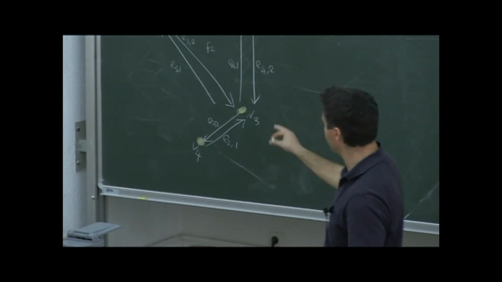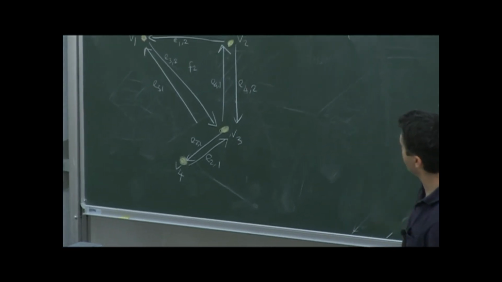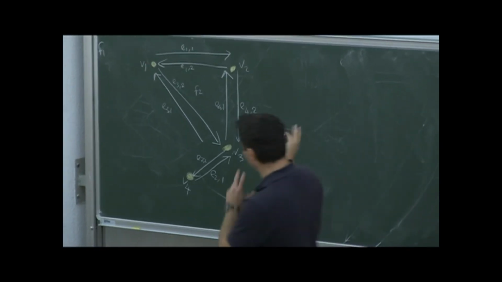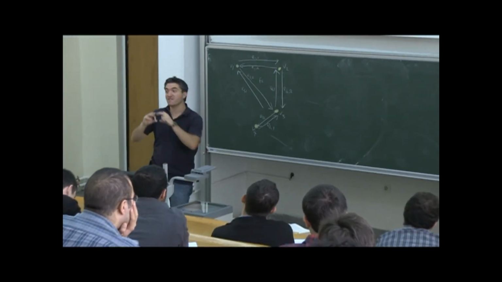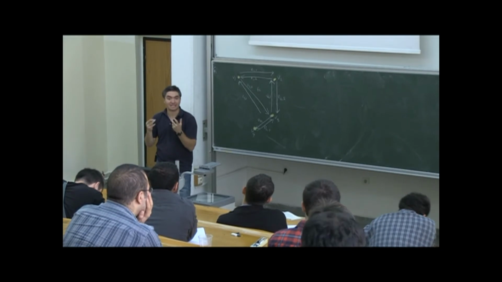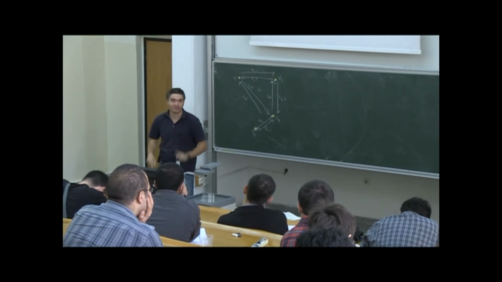So these are all the entities I have. I have 4 vertices, 4 edges, and 2 faces. Now I'm going to have a record for each of these entities, and I'm going to show what I need to store in those records.